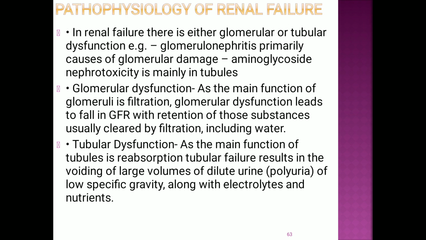Pathophysiology of renal failure. In renal failure, there is either glomerular or tubular dysfunction. For example, glomerulonephritis primarily causes glomerular damage. Aminoglycoside nephrotoxicity is mainly in the tubules. Glomerular dysfunction: as the main function of glomeruli is filtration, glomerular dysfunction leads to a fall in GFR with retention of those substances usually cleared by filtration, including water. Tubular dysfunction: as the main function of tubules is reabsorption, tubular failure results in voiding of a large volume of dilute urine of low specific gravity along with electrolytes and nutrients.